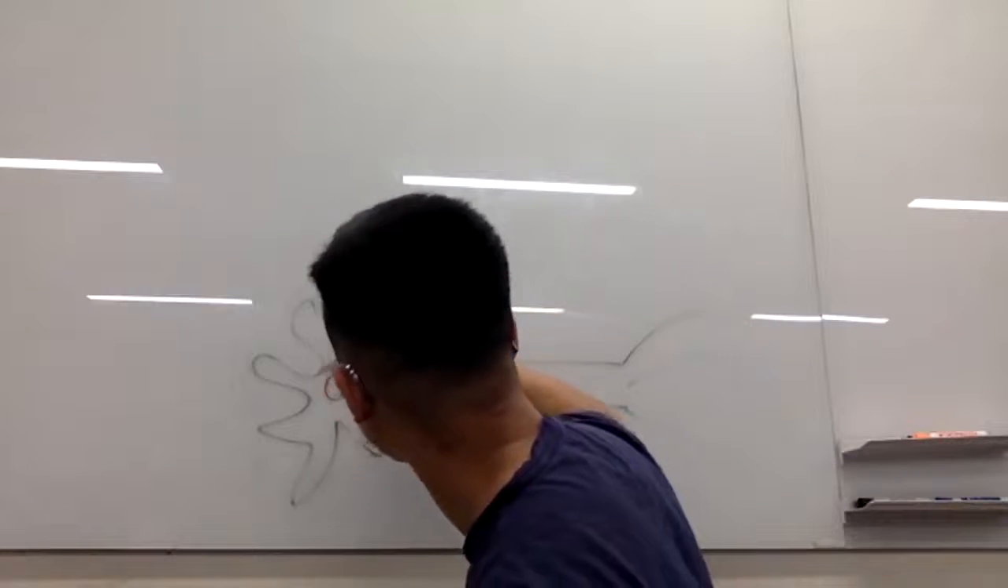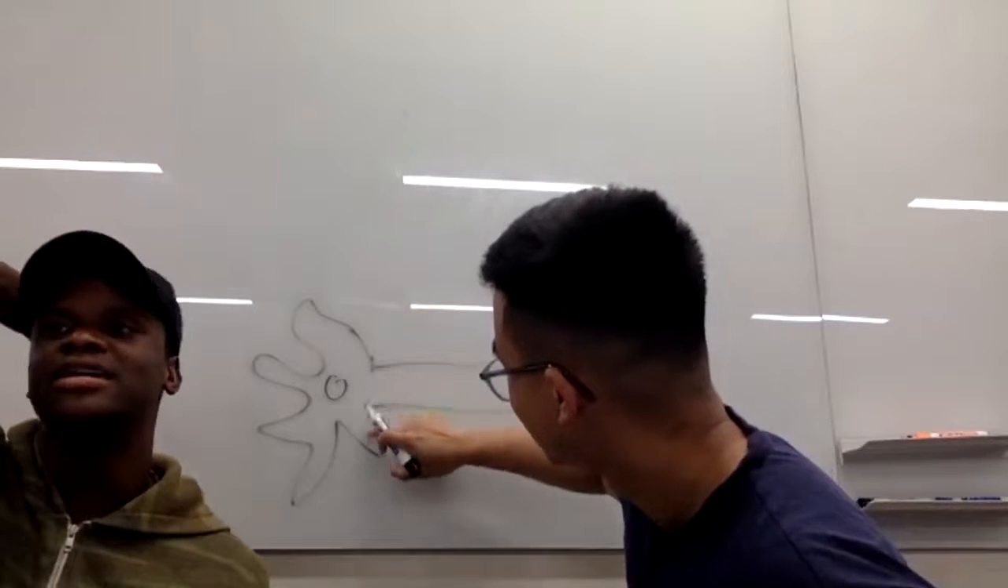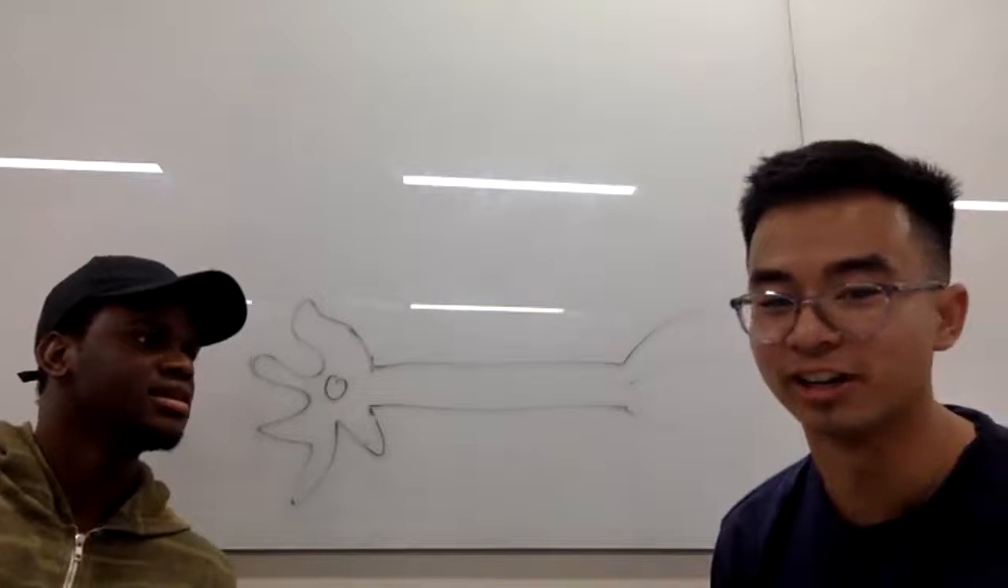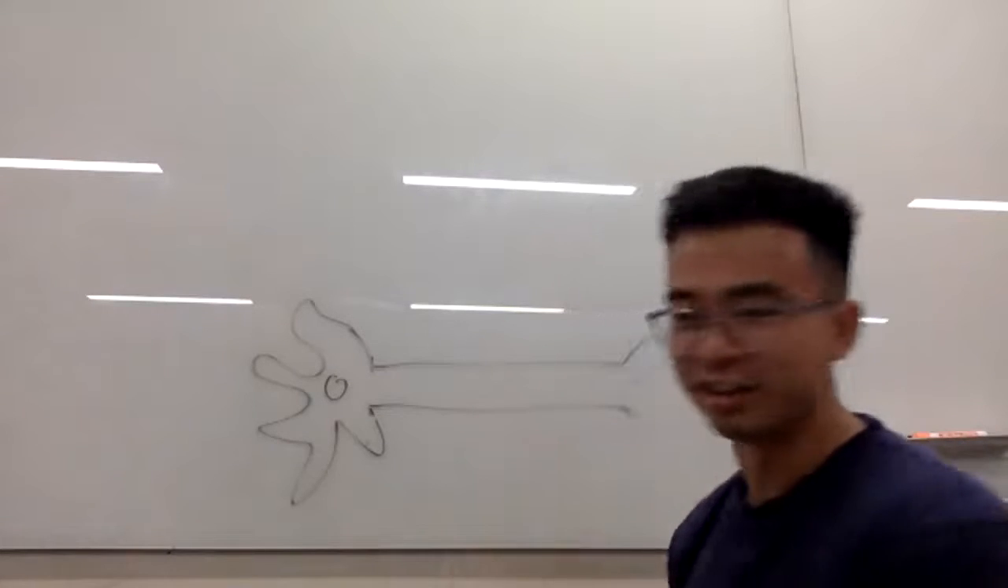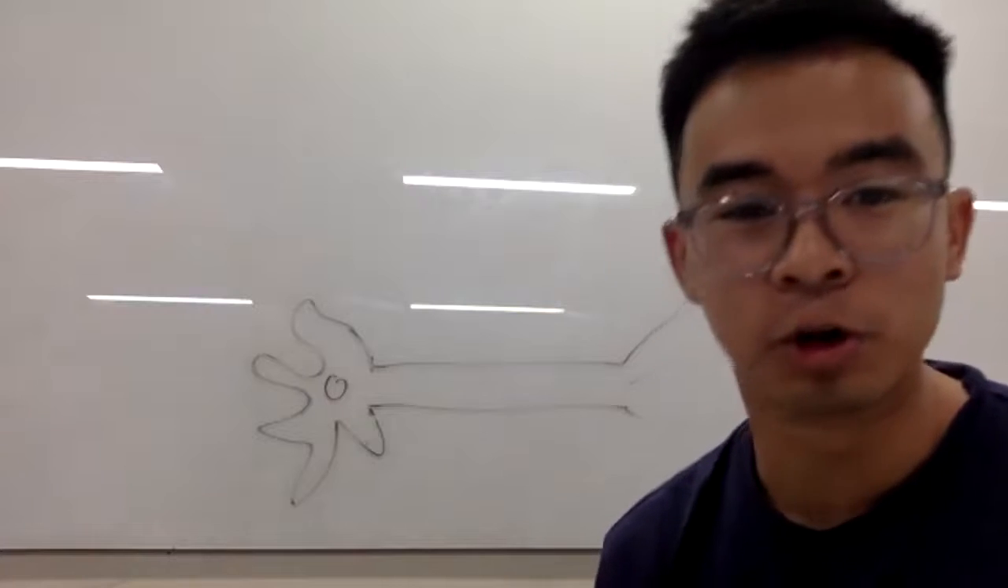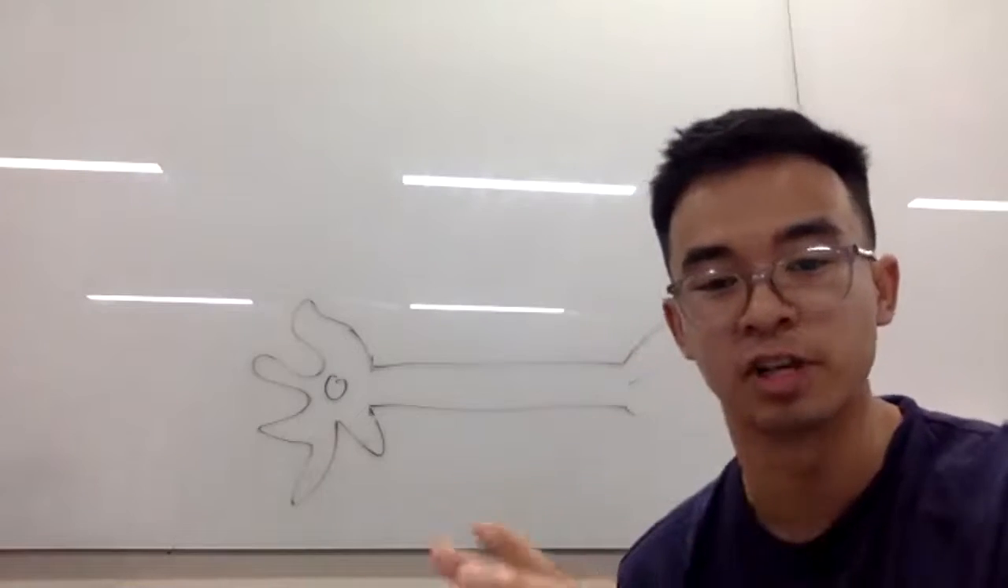Hey David, do you know where we see gradients a lot? Let me think about it. Oh, neurons. Okay, so if you recall, we see various amounts of concentrations of ions on either side of it.